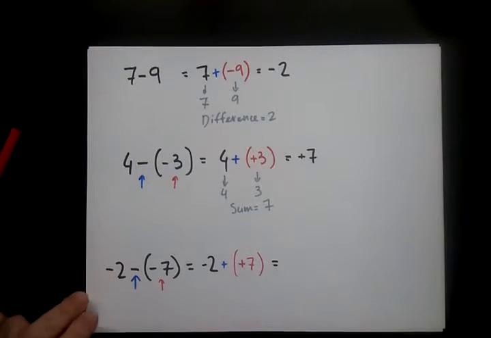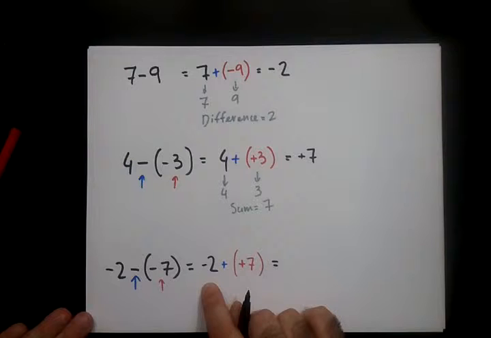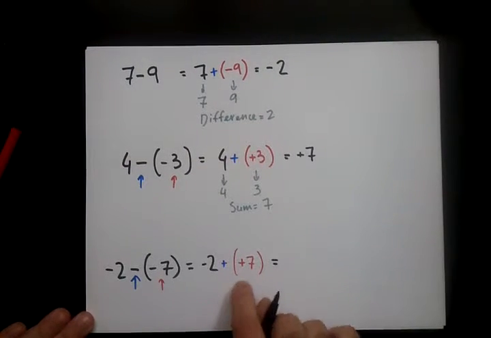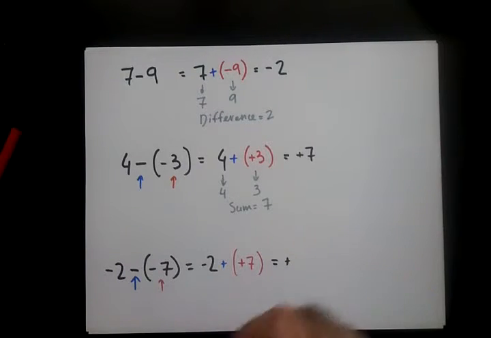So different signs. First of all, figure out what sign the answer will have. Look at the numerical values, so just 2 and 7. The 7 is the larger numerical value, and it's positive. So the answer is going to be positive.